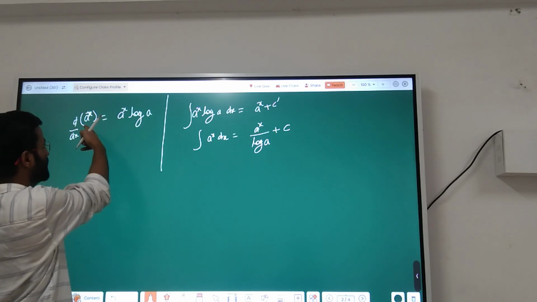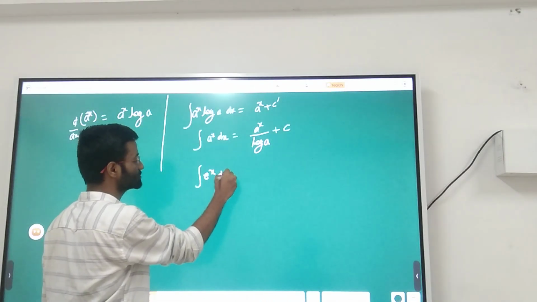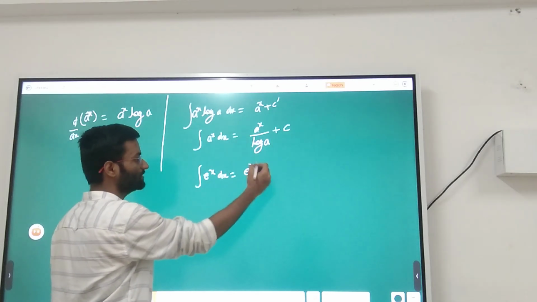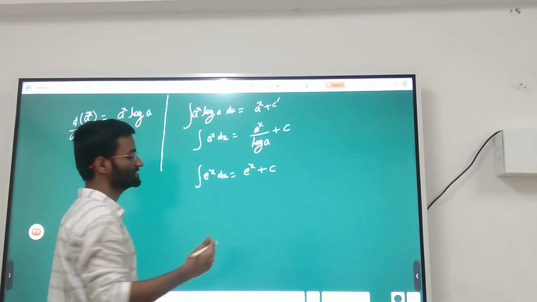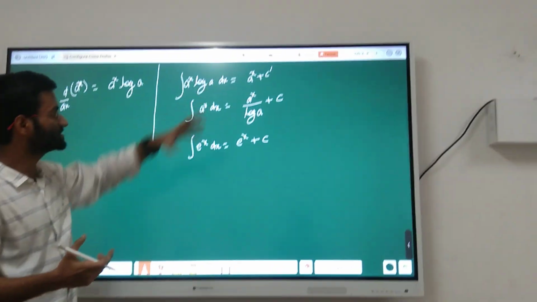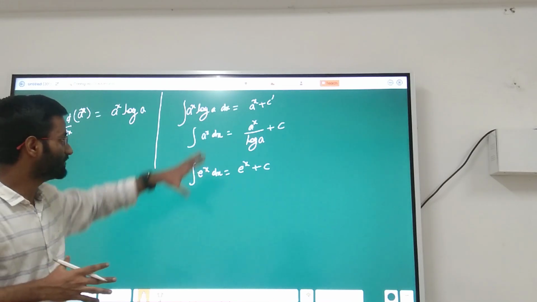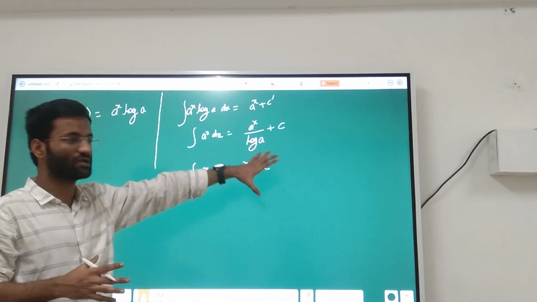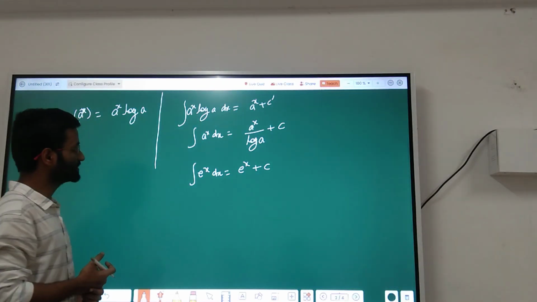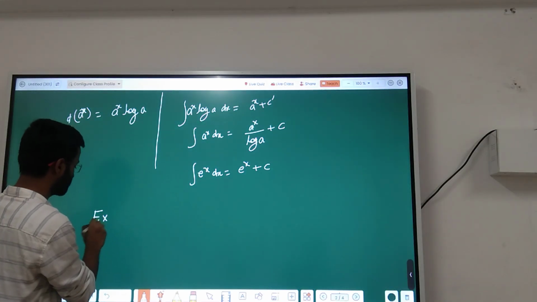I can replace this a by e also, so the integration of e to the power x dx is going to be e to the power x, because log e base e is 1. So the integration of e to the power x is e to the power x, and the differentiation of e to the power x is e to the power x. These are some standard things that you have to keep in your mind. Without this you cannot solve. So always keep this in your notes, write all these things, and if you have a doubt you can ask. Now we are taking some examples of how we can use these formulas.